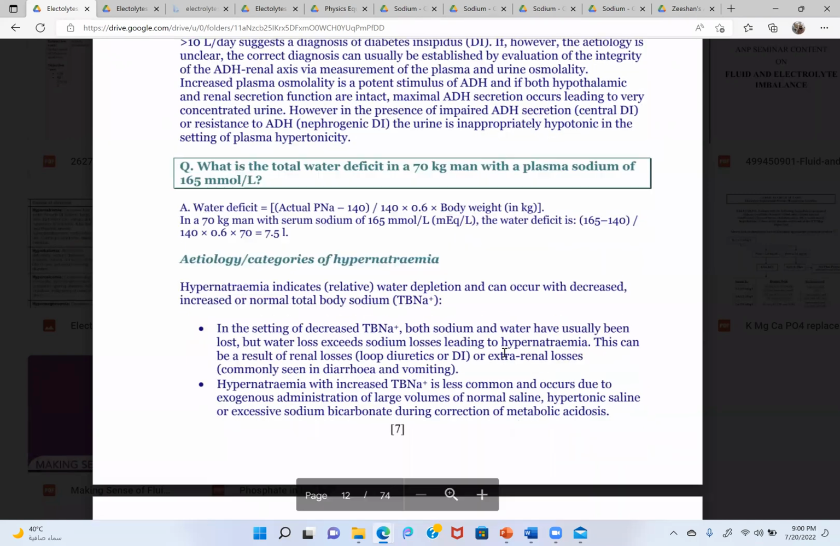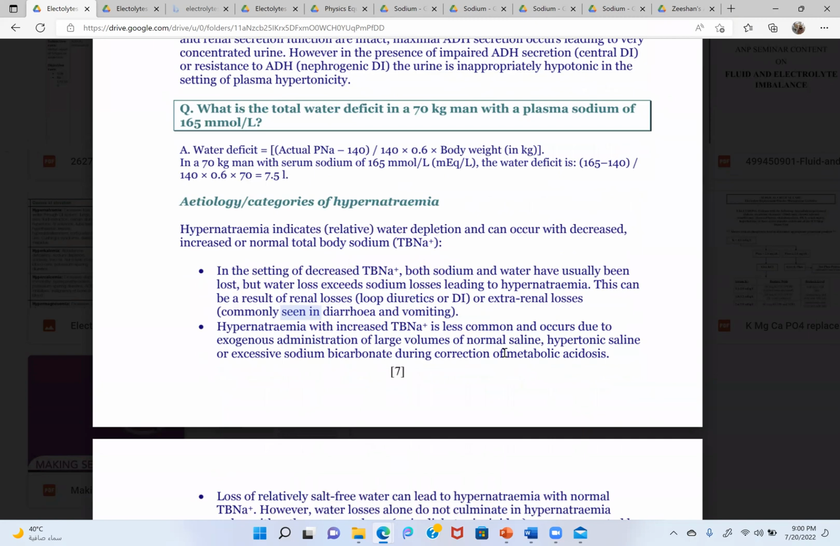Okay, hypernatremia indicates relative water depletion and can occur with increased, decreased or normal total body sodium. In the setting of decreased total body sodium, both sodium and water have usually been lost, but water loss exceeds sodium losses, as I told you, leading to hypernatremia. This can be a result of renal losses, diabetes insipidus or loop diuretics, or extrarenal, as I told you, diarrhea and vomiting.